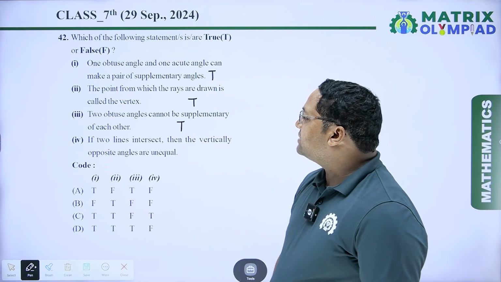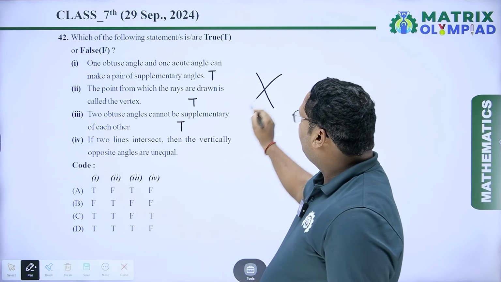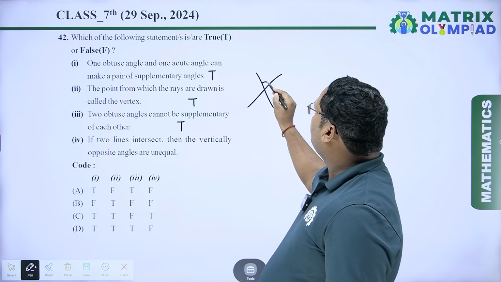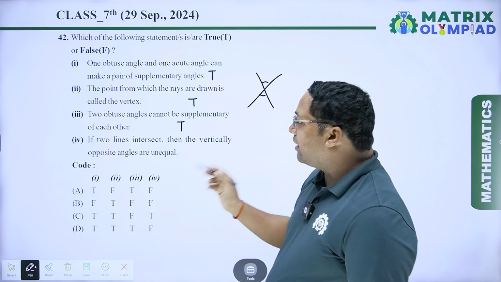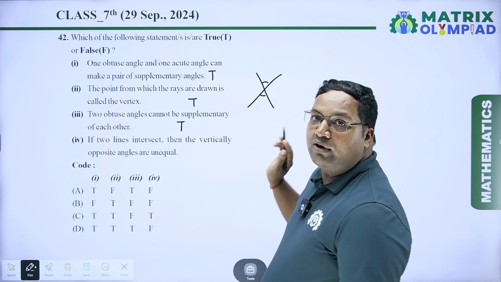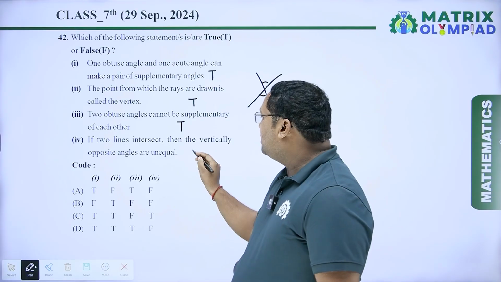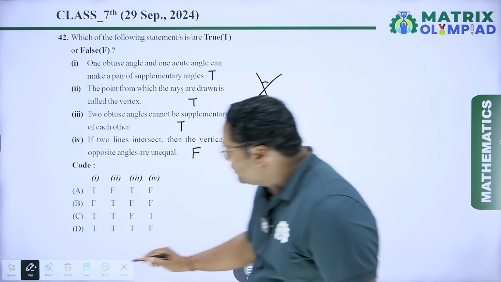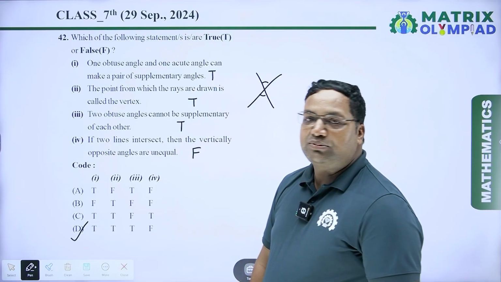Last is, if two lines intersect, then the vertically opposite angles are unequal. It is a false statement. They are always equal. Vertically opposite angles are always equal. So it is a false statement. So the right option is TTF. So it is option number D. So the right option is D.